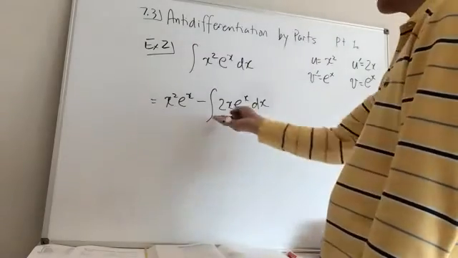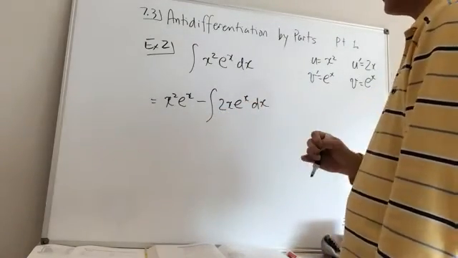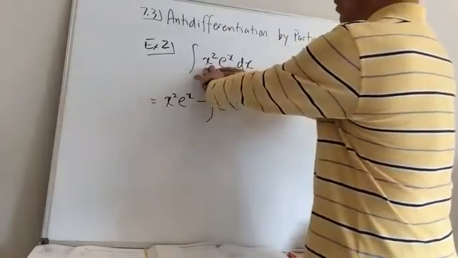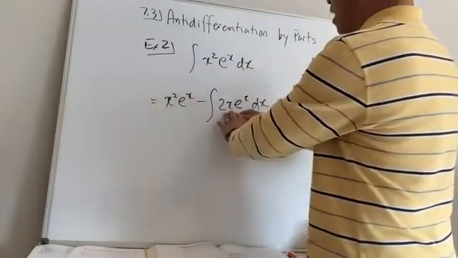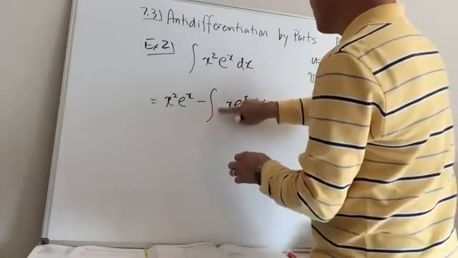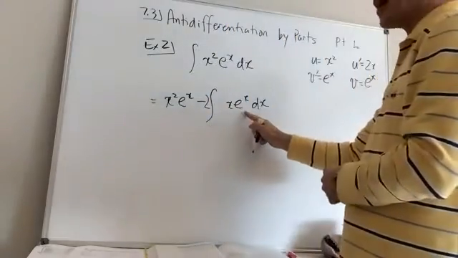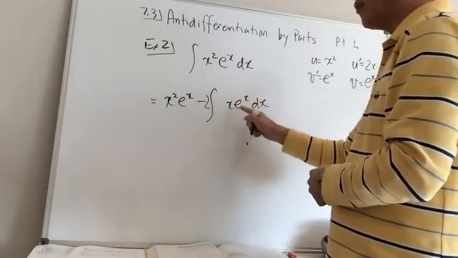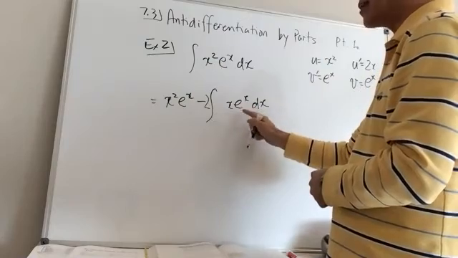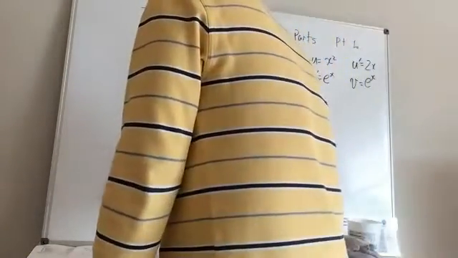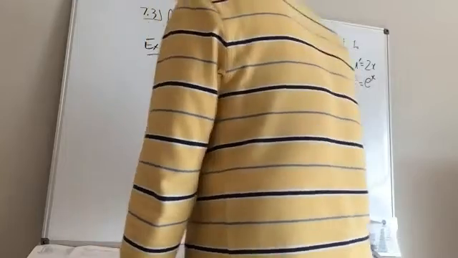Okay, well, this is not something we know how to do, but what did we accomplish? We went from x squared e to the x to, if I pull the 2 out, x e to the x. So I actually made it down to only x e to the x, right? So I'm going to do it one more time. Now let's go ahead and do this.